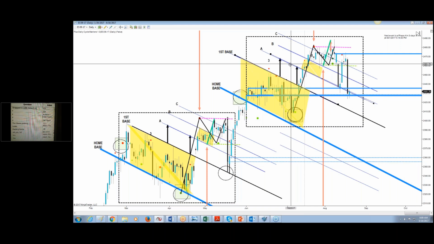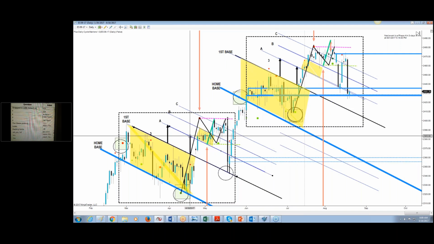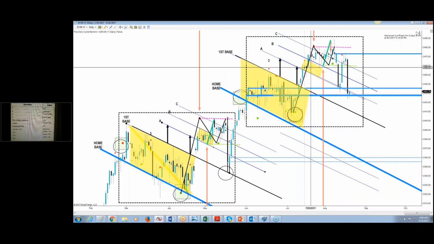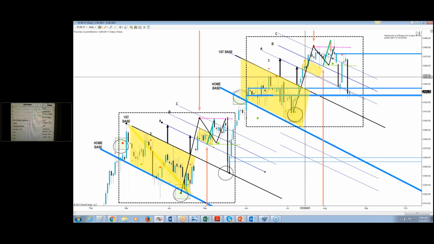That gap is identical. This right here and this right here, all of it is the same. There is nothing unique or different about it. And Melissa, what have we been waiting for?